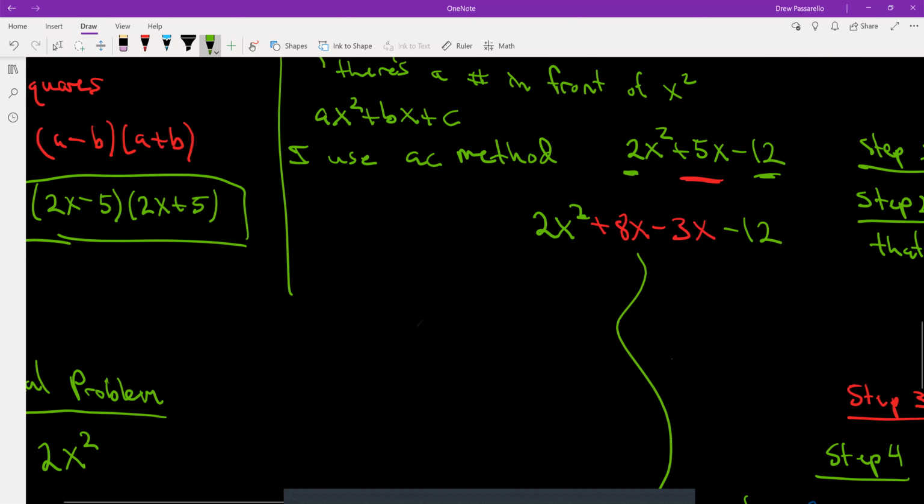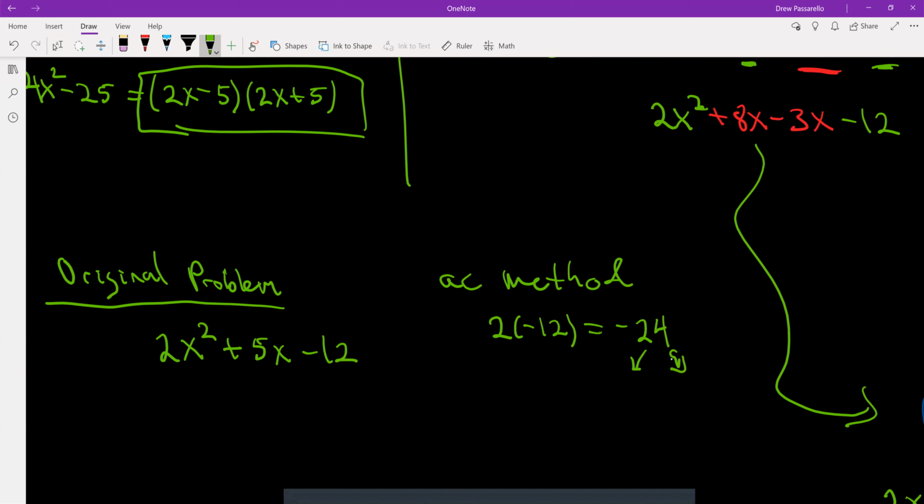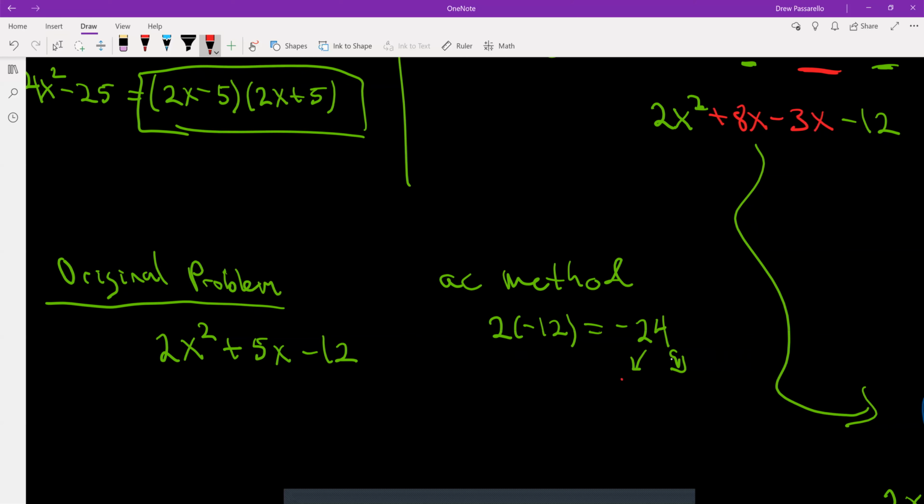The original problem was 2x squared plus 5x minus 12. The first thing I did was multiply 2 times negative 12. So this is, again, I'm doing the AC method, but just quicker. I did 2 times negative 12, that's negative 24. Then I find what pair of factors give me negative 24 that when I add them together, I get 5. 8 times 3 is 24, but I need 8 and negative 3, so 8 minus 3 gives me the middle number 5.